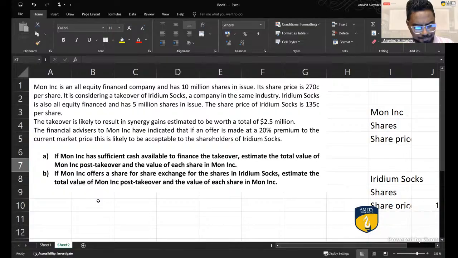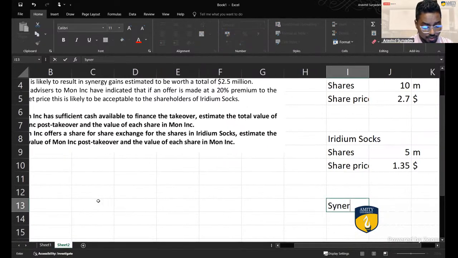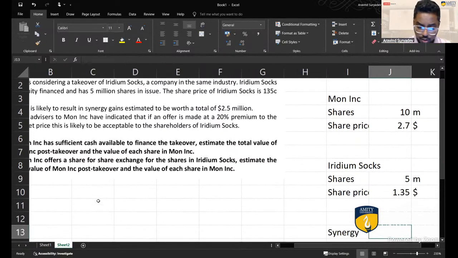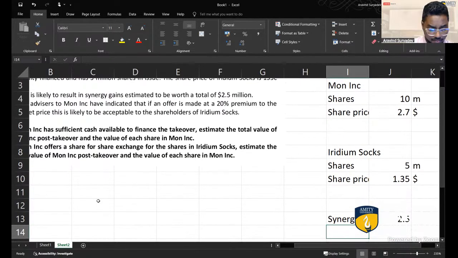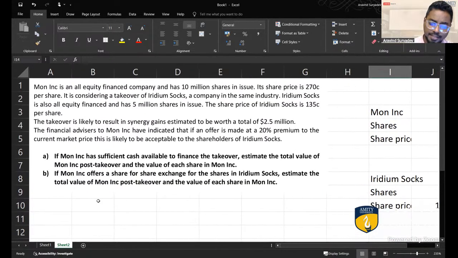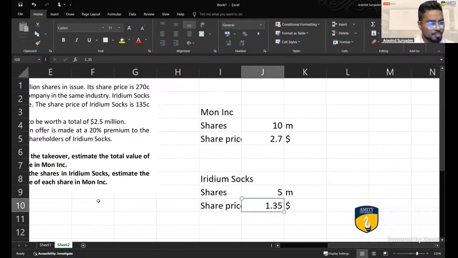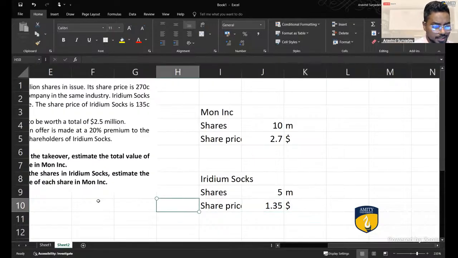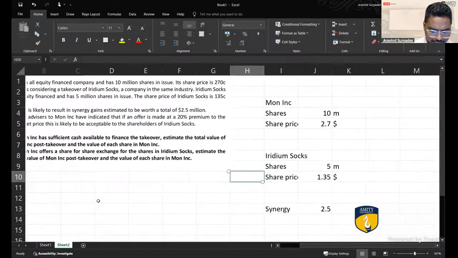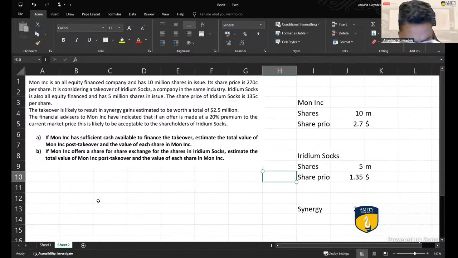Then the takeover is likely to result in synergy gains. So there you go, guys. This is what I was talking about. Synergy is mentioned, estimated to be worth 2.5 million. Now, the financial advisors have indicated that if an offer of 20% premium is made to the current market price, first of all, the current market price is 1.35. So what if a 20% premium is paid? That is the idea.